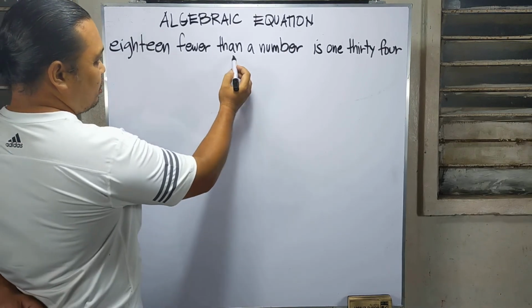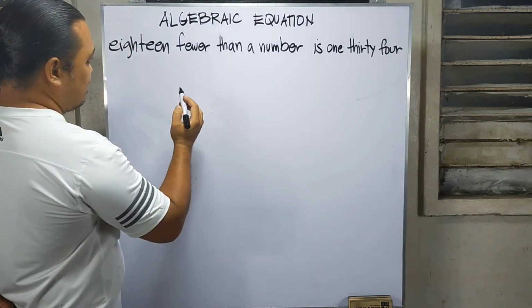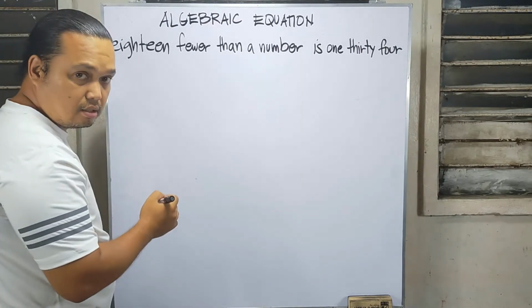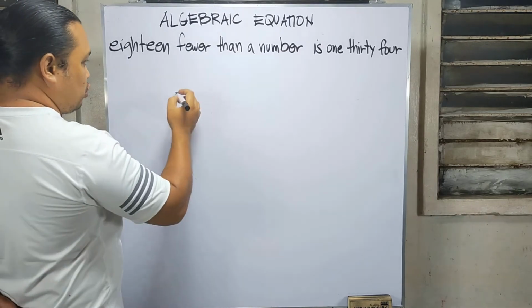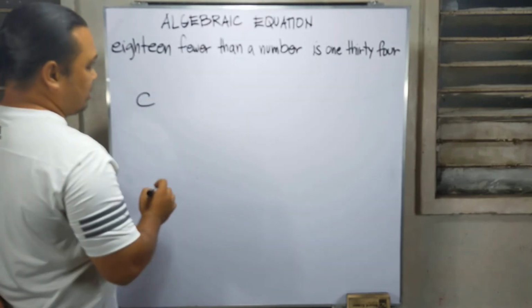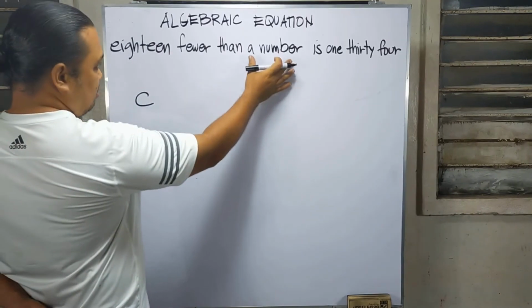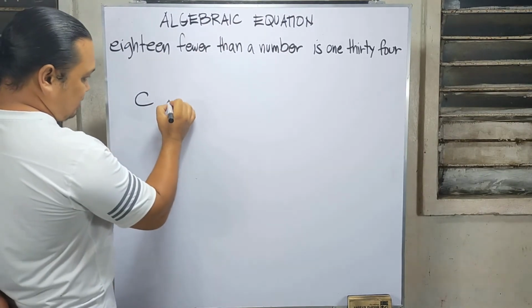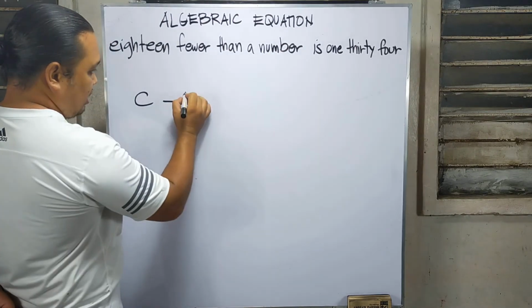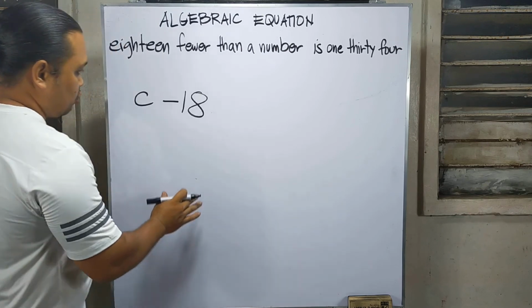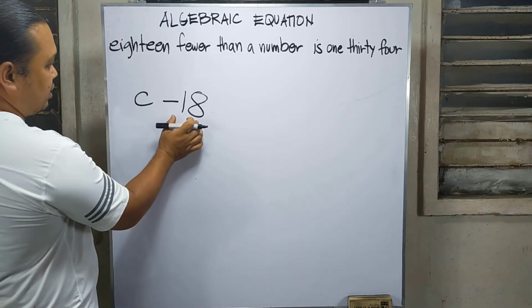We need to say we have a number here, and that is 18 less. If you're going to assign a letter for our variable here, maybe C, okay. Now C here is a number, and that will be 18 fewer. Fewer meaning it is less, meaning we're going to subtract 18 from a particular number. Okay? So this will be 18 fewer than a number.